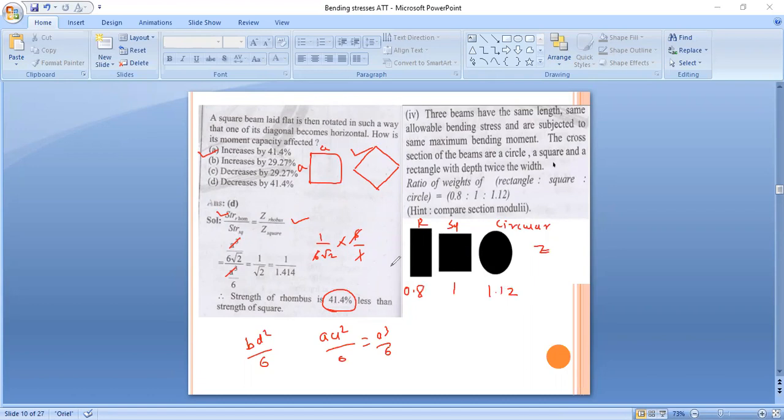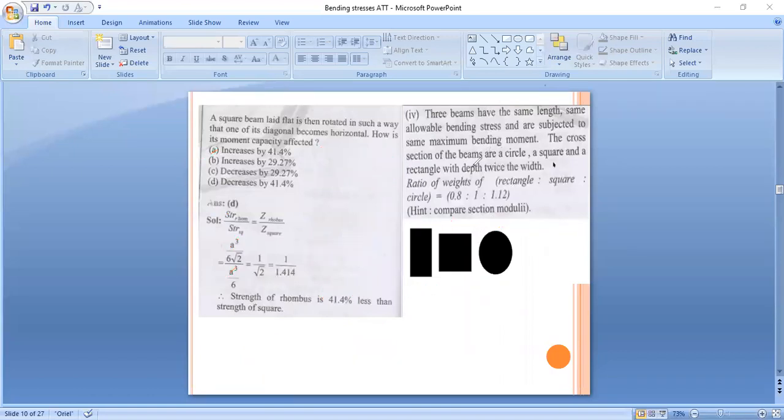So in the comparison of this rectangular, square and circular section, for the circular section the ratio is higher, after that for square, and after that for rectangular. Okay, so this is a little bit of concept.